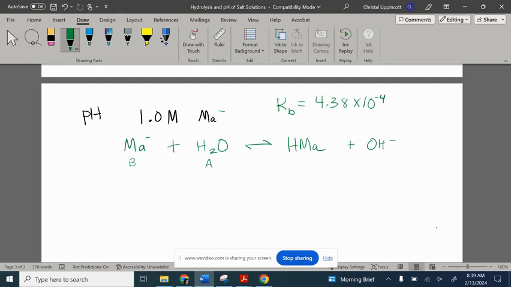All right. KB is going to work in a similar way that we've been working with the KAs. So KB is going to equal the amount of these things, which of course we are going to state as X and X. Okay, so we've got our KB value. We've got our X's here. This guy started out as 1.0. We're going to minus an X when we are at equilibrium.